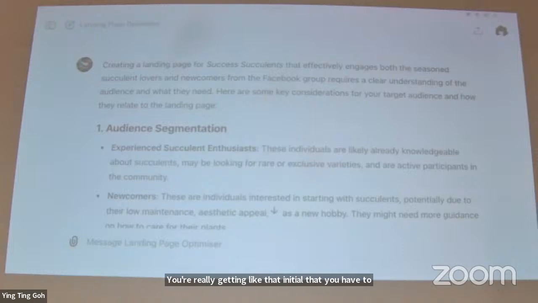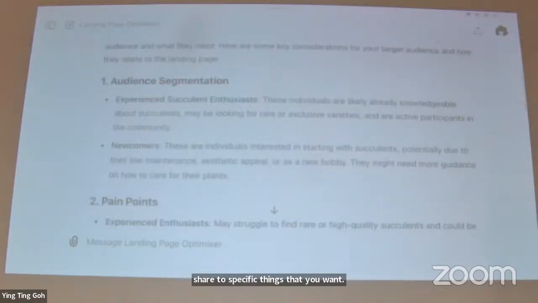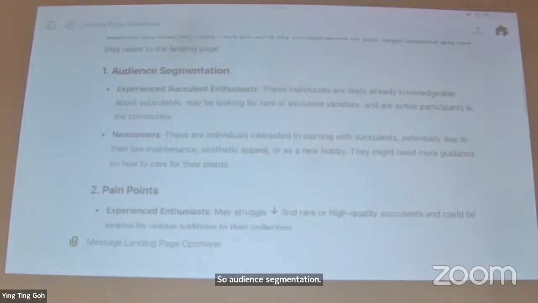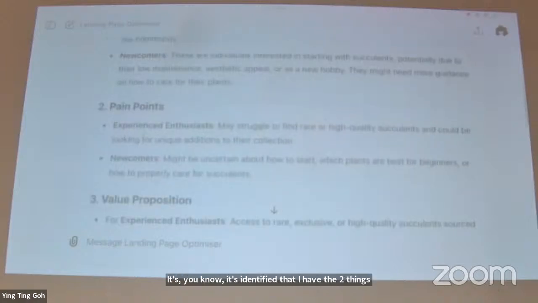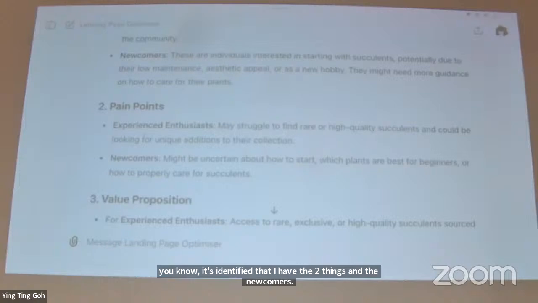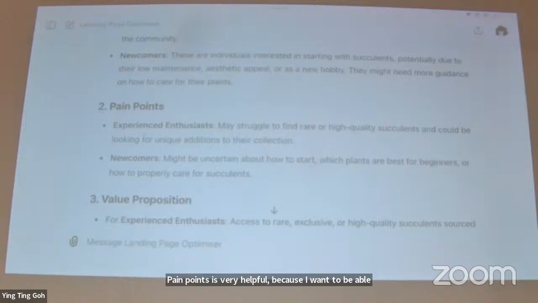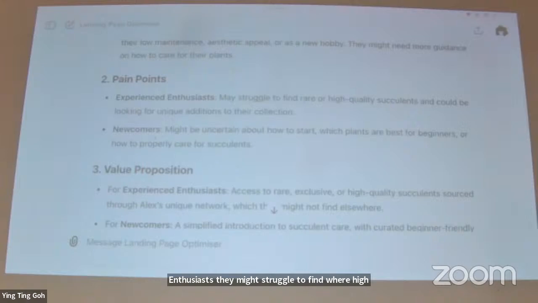So the audience segmentation, it's identified that I have the two things, the experienced and the newcomers. Pain points is very helpful because I want to be able to address these on the landing page. For experienced enthusiasts, they might struggle to find rare or high quality succulents, and they are probably collectors looking for unique additions to their collection. For newcomers, they may be uncertain how to start, which plants are best for beginners, or how to properly care for succulents. And I feel like some of these ideas were brought up broadly in our conversation here as well when we went through this exercise.